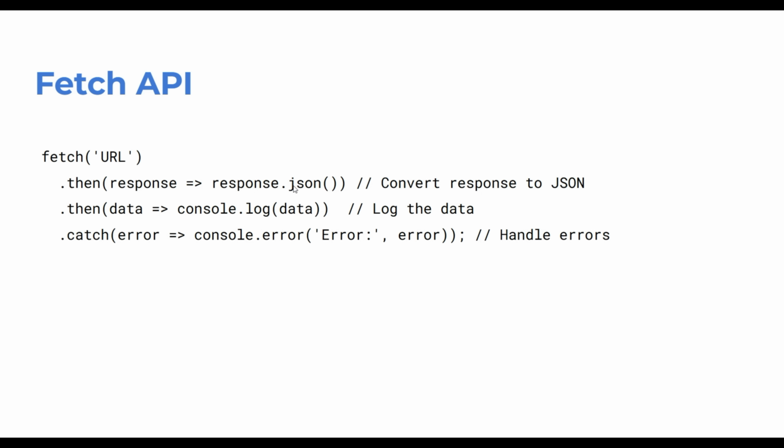This code means the response is converted into a JSON format. This means the data is printed to the console. And finally, if there is an error, it is caught and displayed in the console.